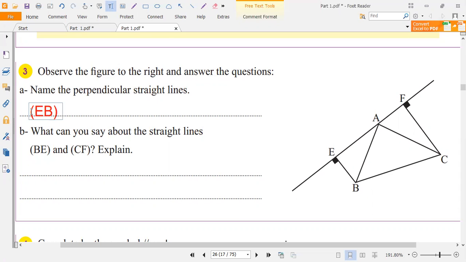So (EB) is perpendicular to (EA), also between parentheses and capital letters. And here we have a right angle. So we have two perpendicular lines, FC and EA also. (FC) perpendicular to (EA).